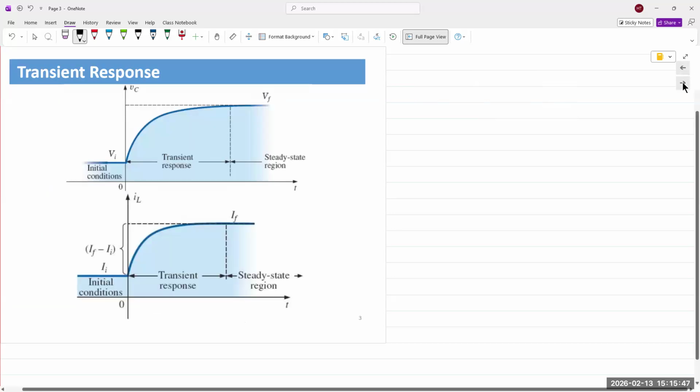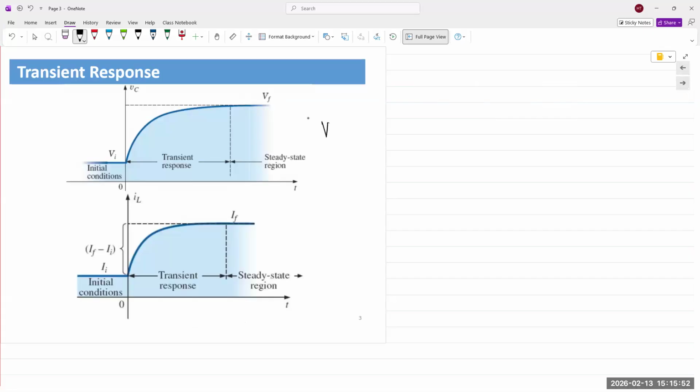Transient response for a voltage and current, or charging voltage and current, is shown here. It always follows an exponential response. And we'll look at it again later on in the slide. But what we need to know for transient analysis is, where are we starting? Initial portion. And then where are we ending? The final portion.